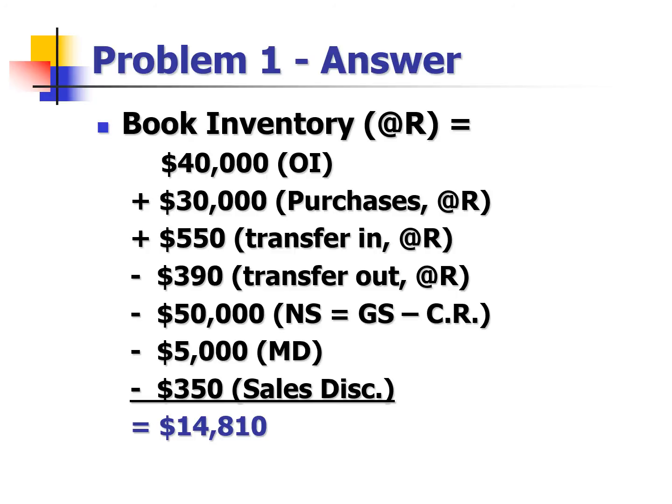Okay, so let's take a look at the answer together. The problem said there was a $40,000 opening inventory, so we start from there. And then purchases were made at the retail value of $30,000, so that has to be added in.